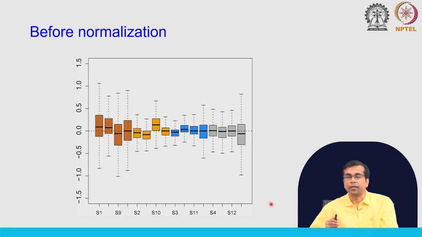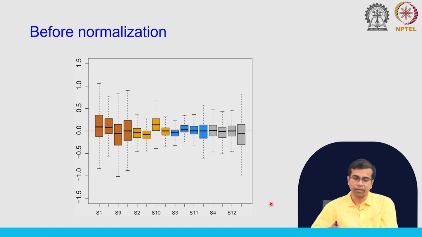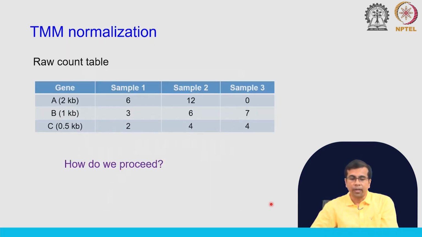All right. So, let us again go back to the example, this is the real data set. Before normalization, these are the distributions for the 16 samples that we have, and this is after TMM normalization. You can see the medians become identical, and the values come close to each other. So, we have seen this.